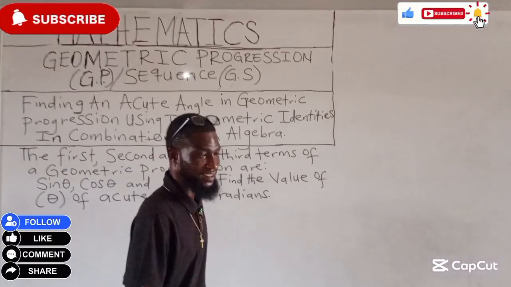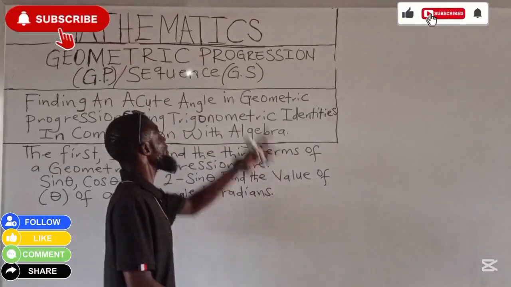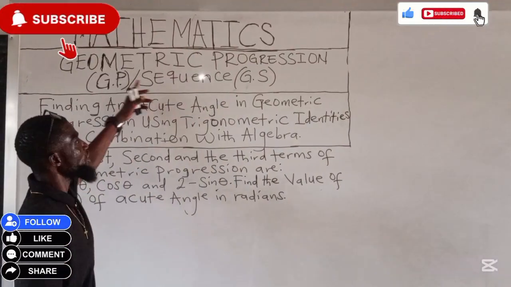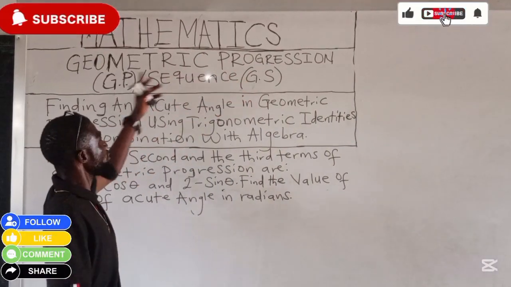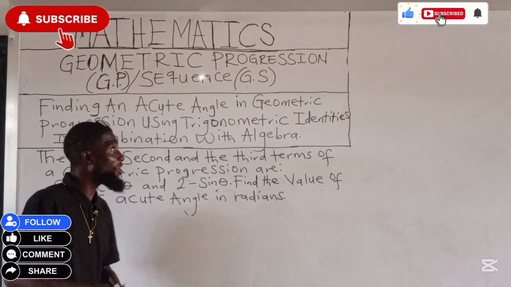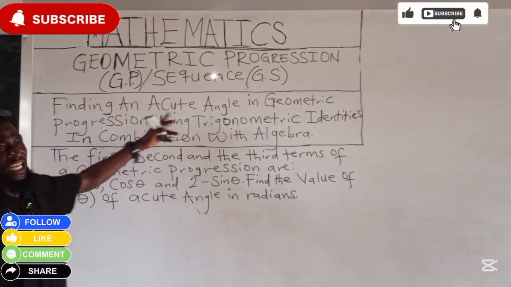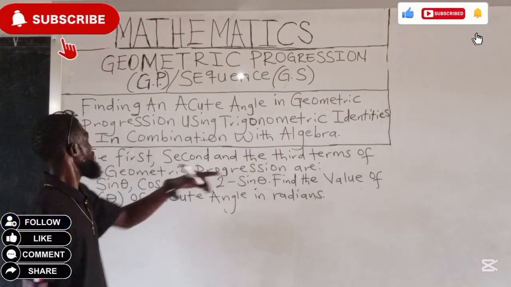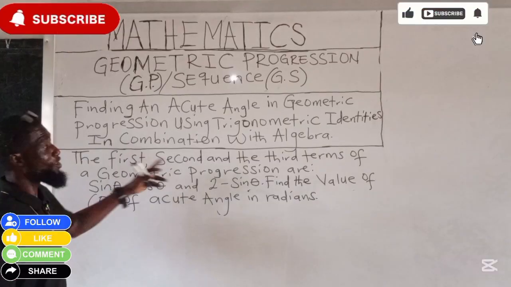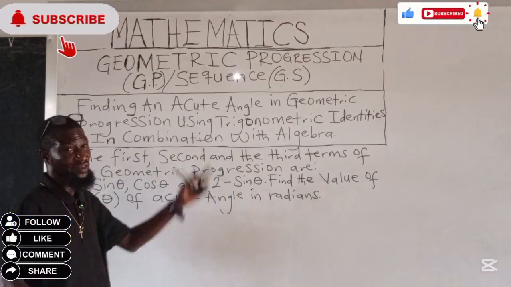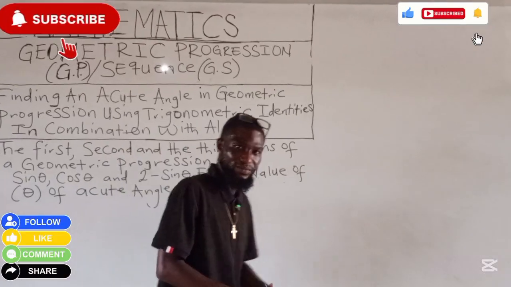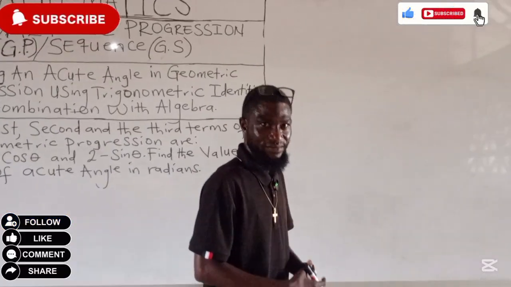Ladies and gentlemen, today I'll be presenting on mathematics. I'll also be talking about geometric progression or geometric sequence. On geometric progression today, I will also be discussing finding an acute angle in geometric progression using trigonometric identities in combination with algebra.